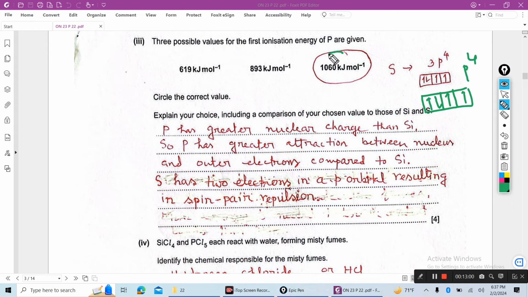That's why phosphorus has the highest first ionization energy compared to silicon and sulfur.